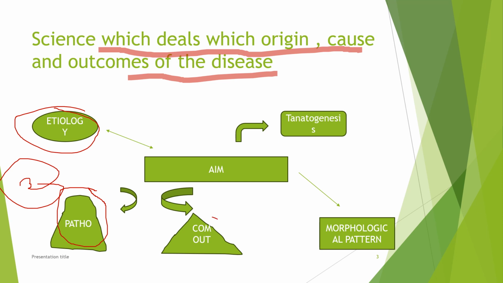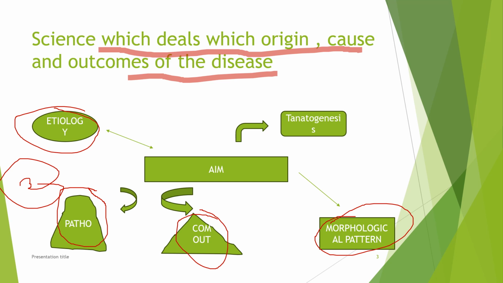Also, we get to know about complications and outcomes, which I already told you. We also get to know the morphological pattern with the help of the microscope at the microscopic level and with our eyes at the macroscopic level. Also, the knowledge about thanatogenesis and the evaluation of the functioning and stage of damaged organs. So these are the aims, or you can say the objectives.